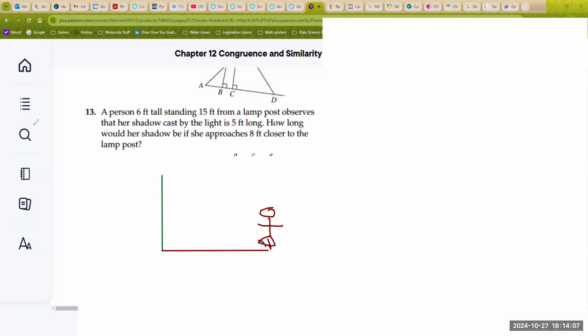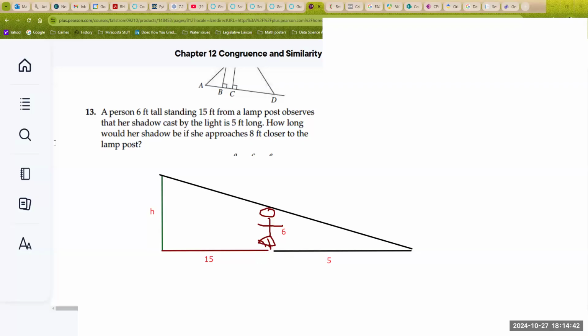And then the shadow from the lamp comes down something like this. And so then you have this shadow length. And what they're saying is the light cast by the shadow is 5 feet long. The person is 6 foot tall. The lamppost, I have no idea, right? I'll call it H for height. And we know she is 15 feet from the lamppost.